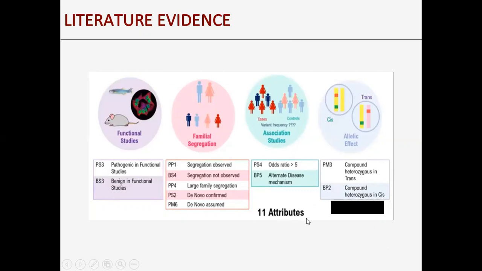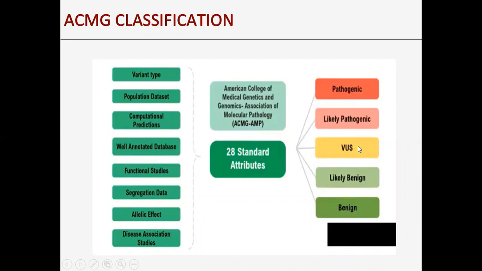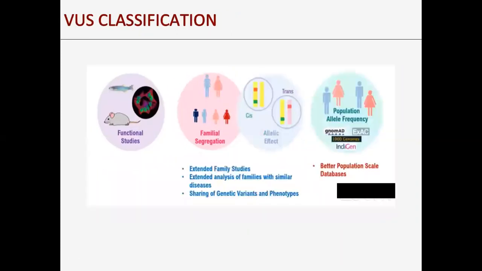So based on these 11 and 17 attributes, a total of 28 attributes, you can classify your variant into these different categories. We will be looking at how to categorize these variants and assign the different attributes. Also, if your variant falls in the VUS classification and supporting data is not available, then you need to ensure extended family studies, analysis with families of a similar disease, and the sharing of genetic variants and phenotypes. Like if any other genetic disease has similar phenotypes, you can take those data. Or you can collaborate with different research groups working along similar lines, and better population scale databases could also be used to classify or reclassify your VUS.